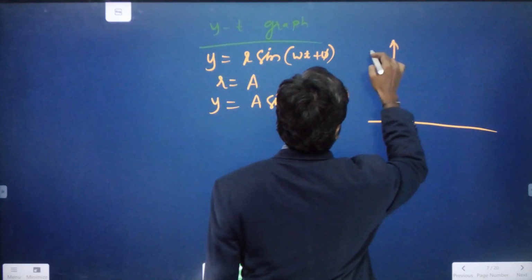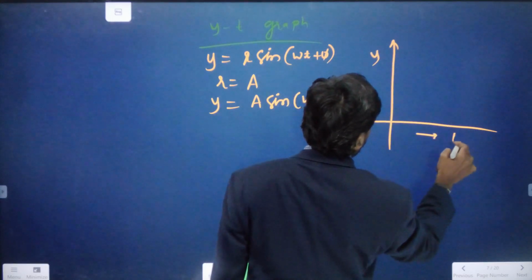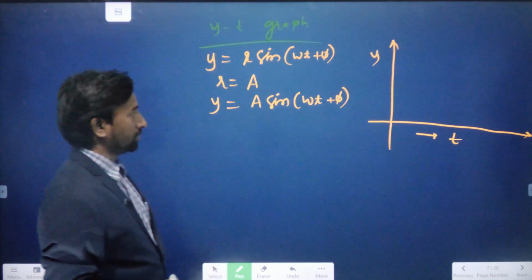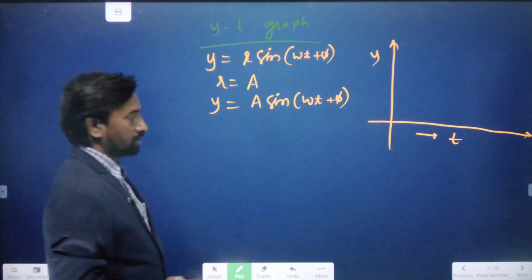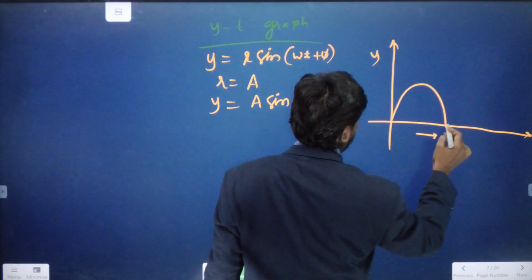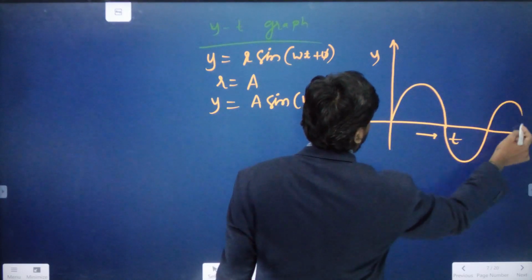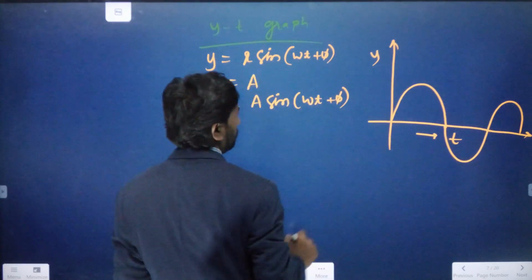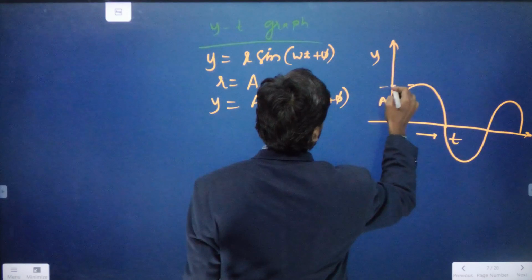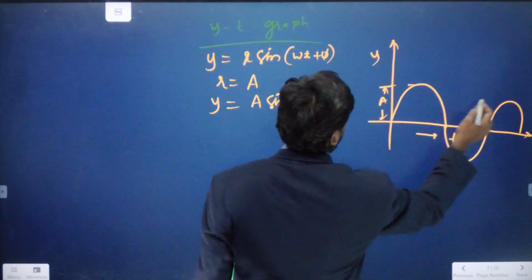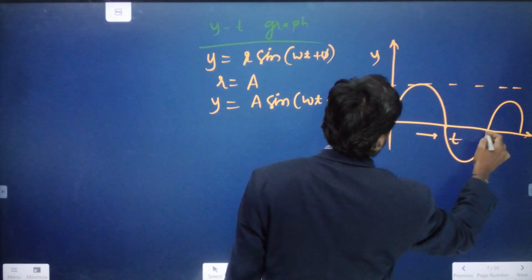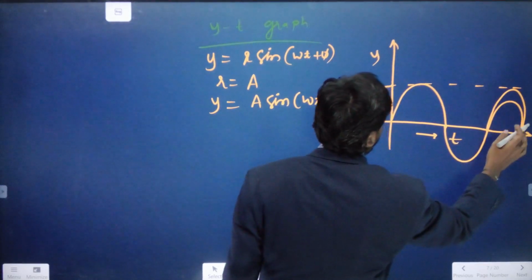Displacement will be taken on the y-axis and time will be taken on the x-axis, the reference axis. It is a sine function, so it will start from like this. This will be the maximum amplitude here. This is A, the amplitude of the equation, and we can extend it up to here.